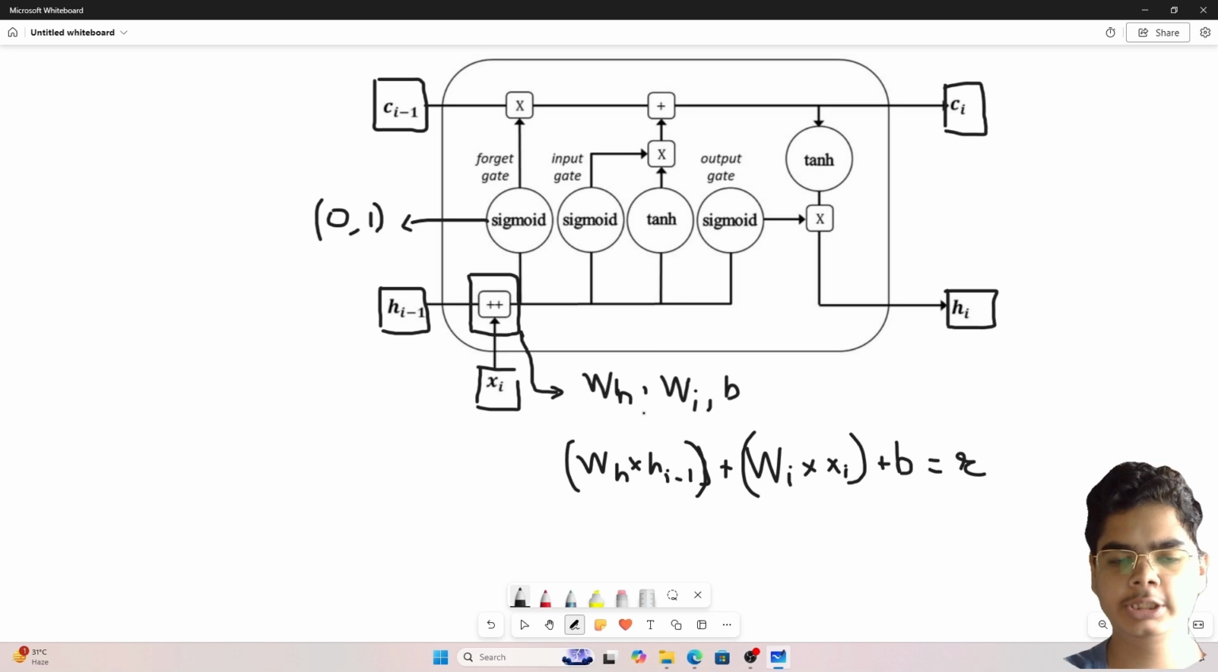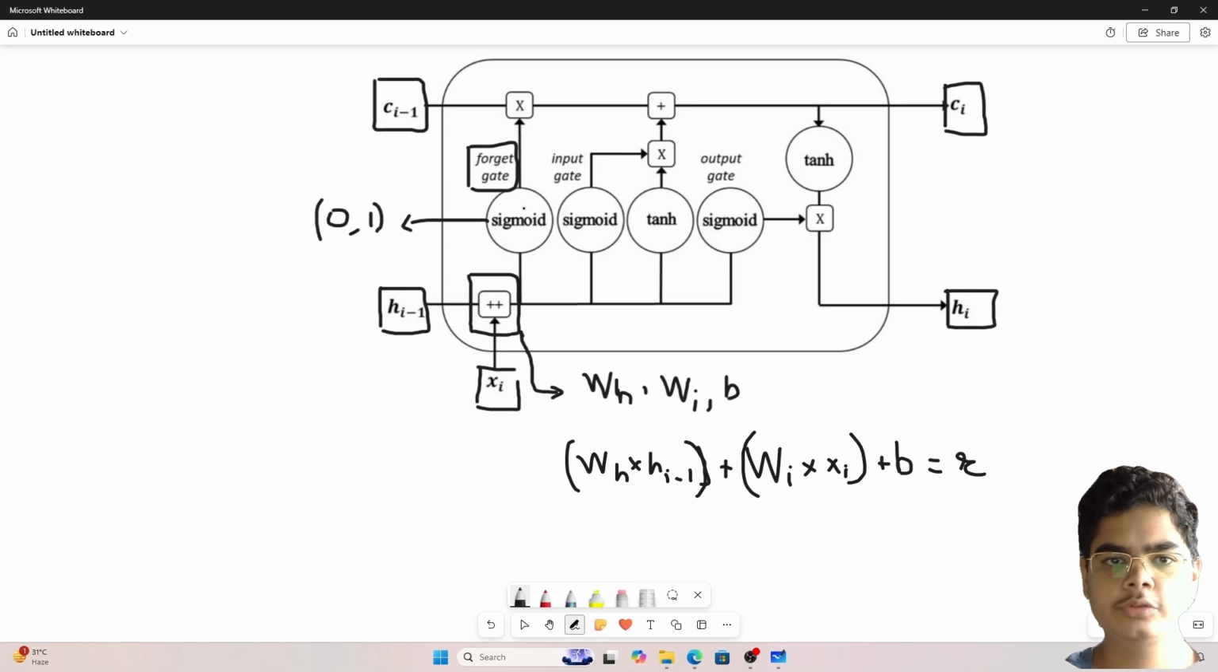Now this whole thing here is called as forget gate, as it is written here. Now why this is called as forget gate is, this sigmoid function here decides what part of the information stored in cell state should be forgotten. So the output of the sigmoid function will be multiplied with the contents of the cell state. Now as I told you before, it is always between 0 and 1.